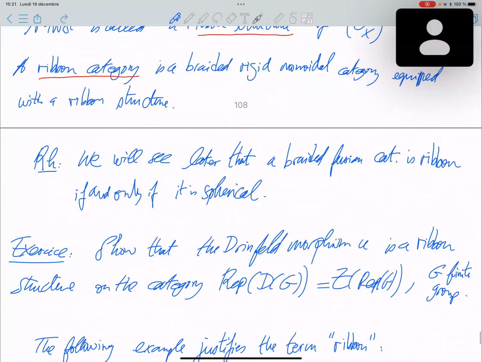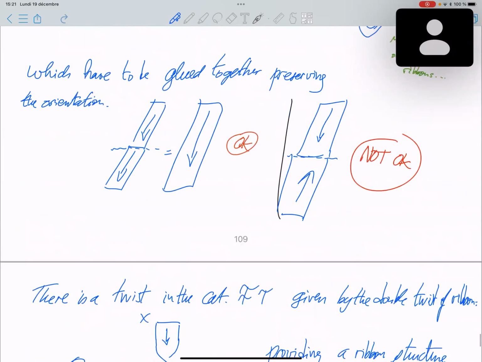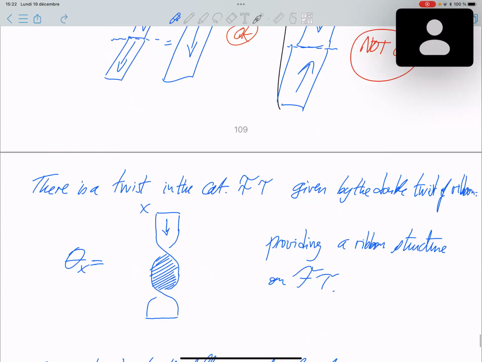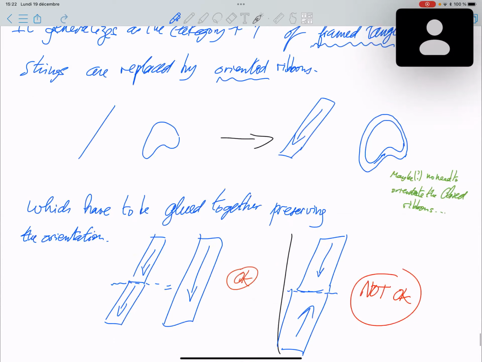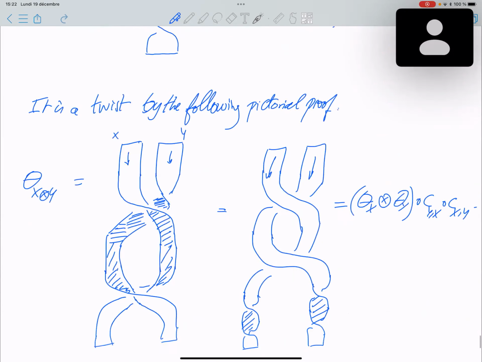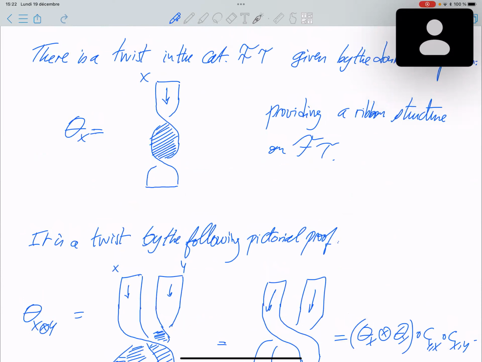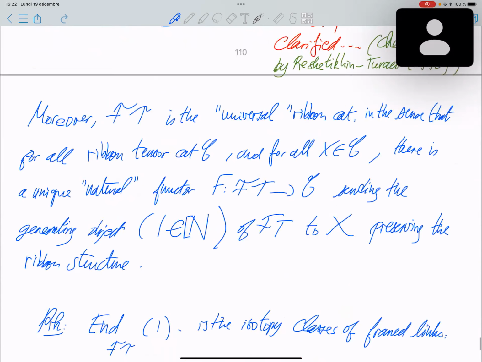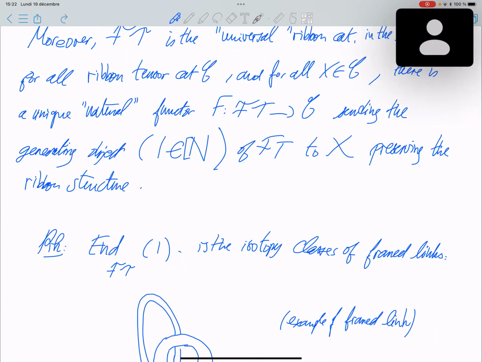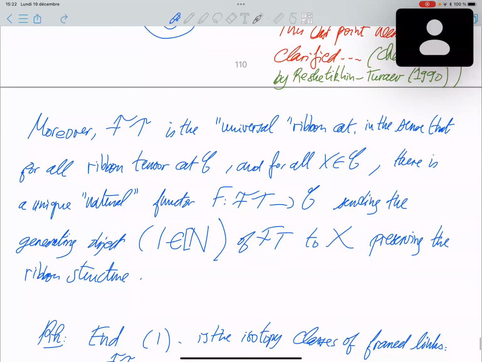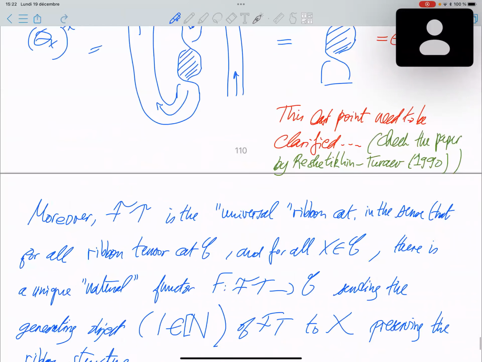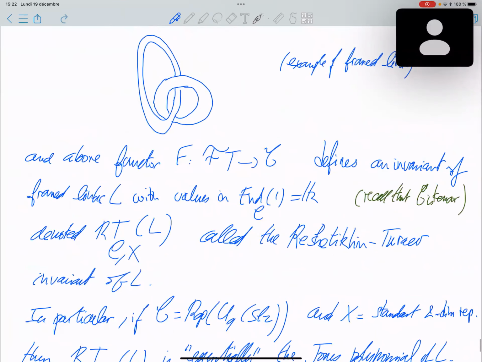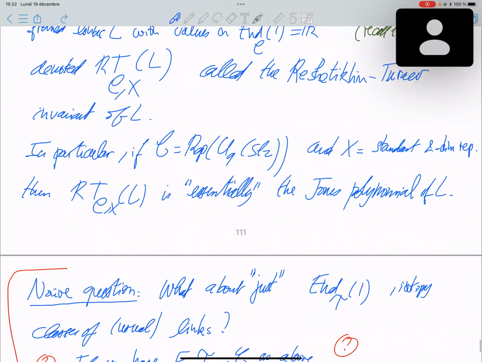We justified the name Ribbon by providing the universal Ribbon category made by topological Ribbons. So we explained that the twist is given by the topological double twist of the Ribbon. And we mentioned the Reshetikhin-Turaev invariant of links using this category and recovering the Jones polynomial.